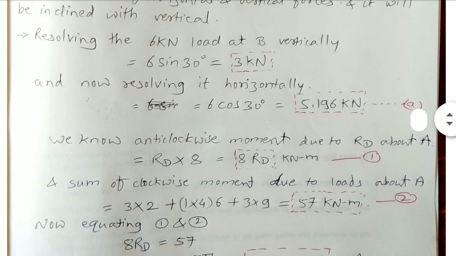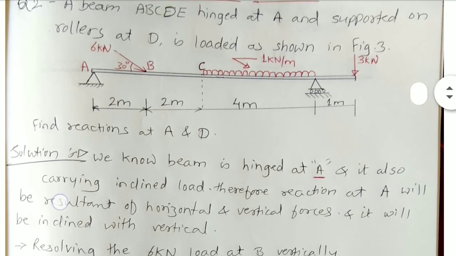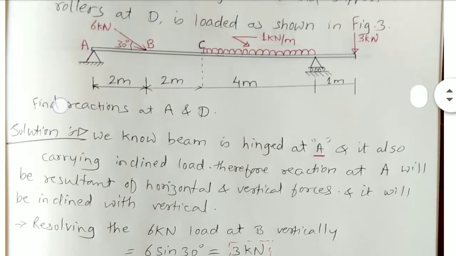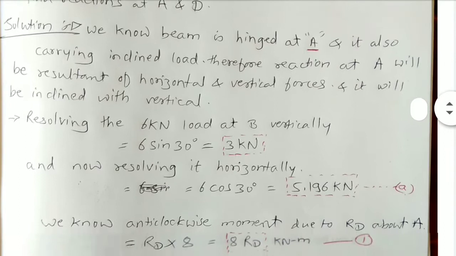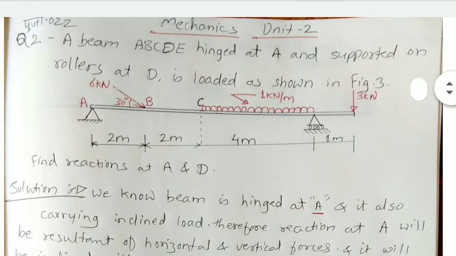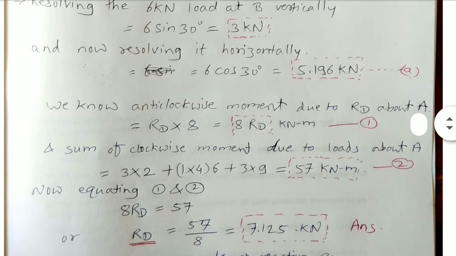So we know the anti-clockwise moment is due to reaction RD at the roller support D. We are taking the moment about point A. So it is RD into 8, means RD, and the distance is 8 meters from point A. So 8 RD kilonewton meter is equation number 1.